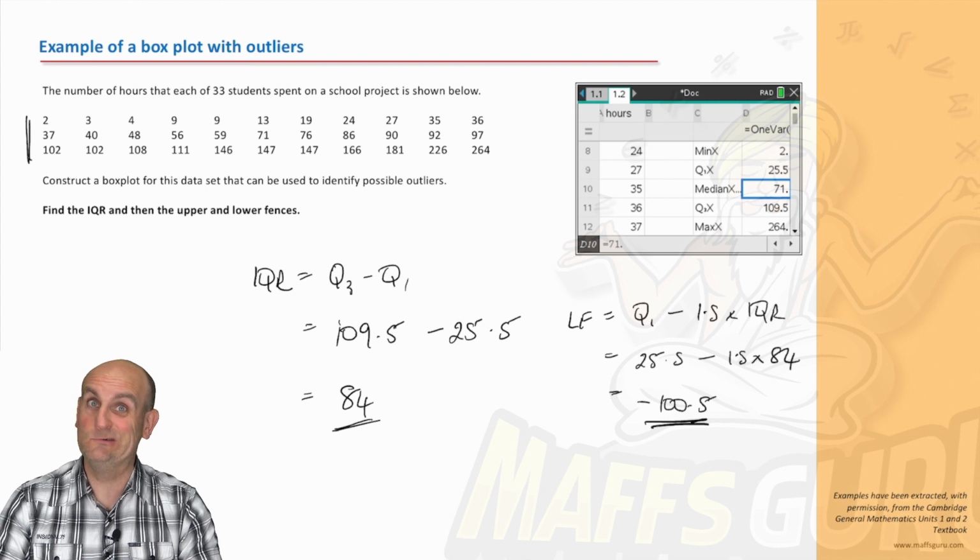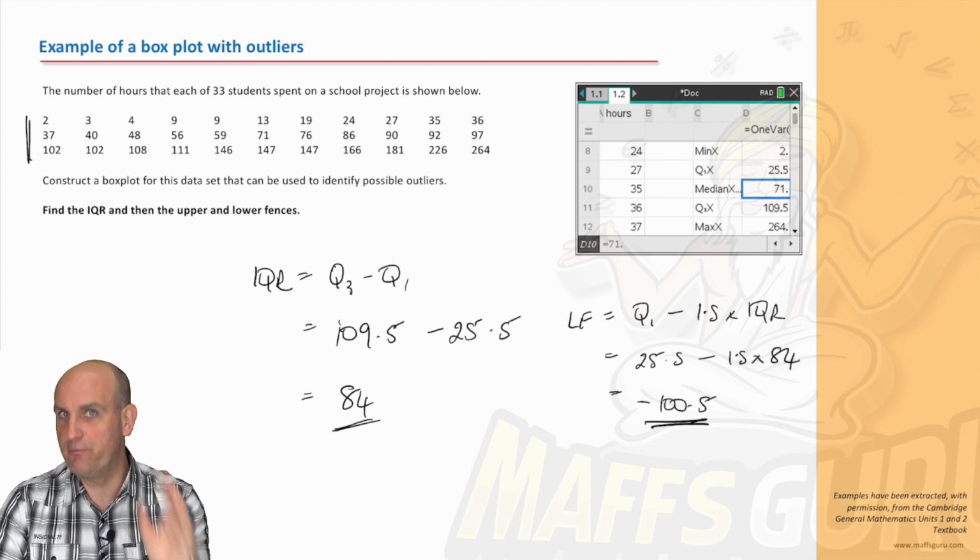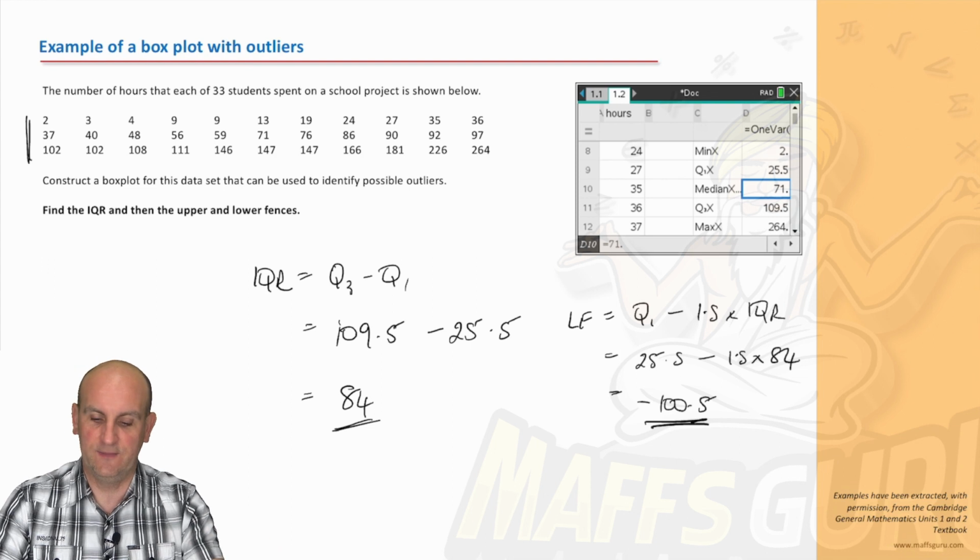Well, basically, my smallest number is 2. So I think I'm pretty safe that I'm not going to have any outliers on that side.